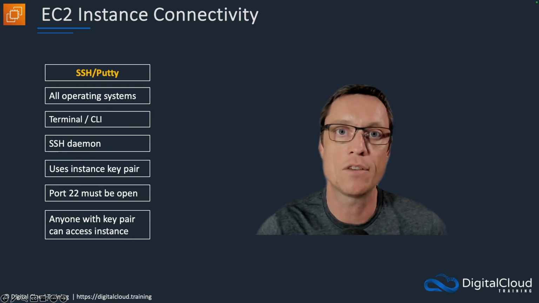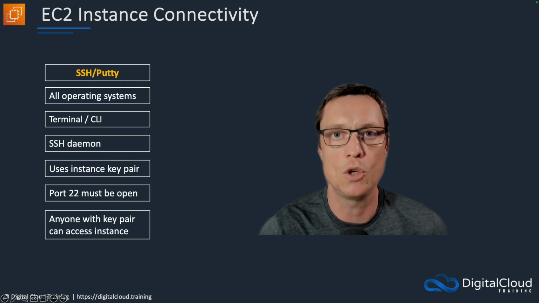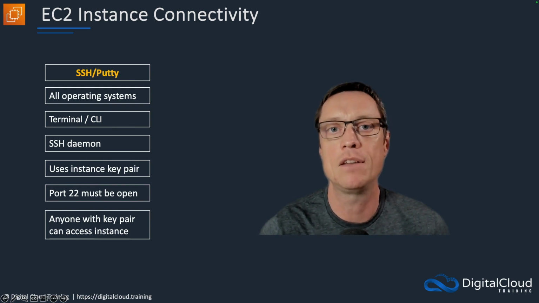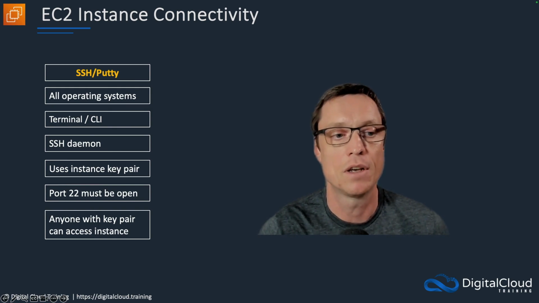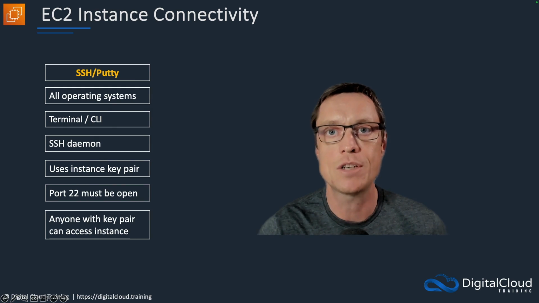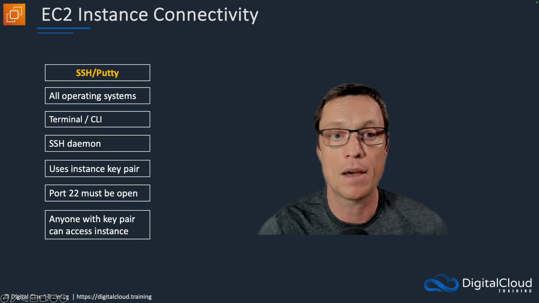Now you do need to assign a key pair. A key pair uses public key cryptography, so basically there's a public key and a private key. The public key is on the instance, the private key is a file that you download. These are long-term credentials essentially, which means there is a security risk here. If somebody compromises your private key, they can access all of your instances, so not particularly good. You do need to have port 22 open for SSH. Anyone with that key pair can access the instance if they have that private key.